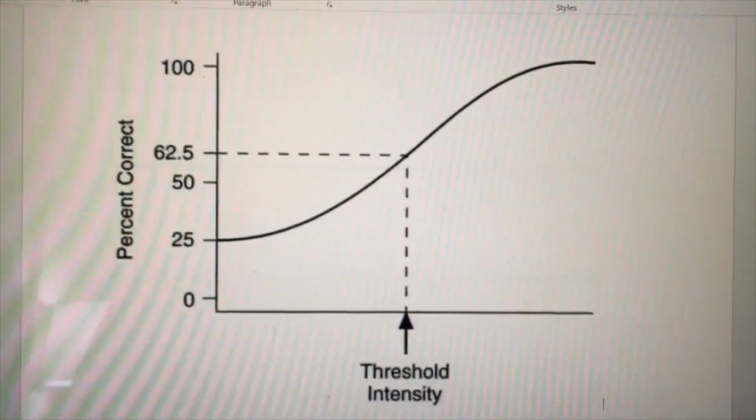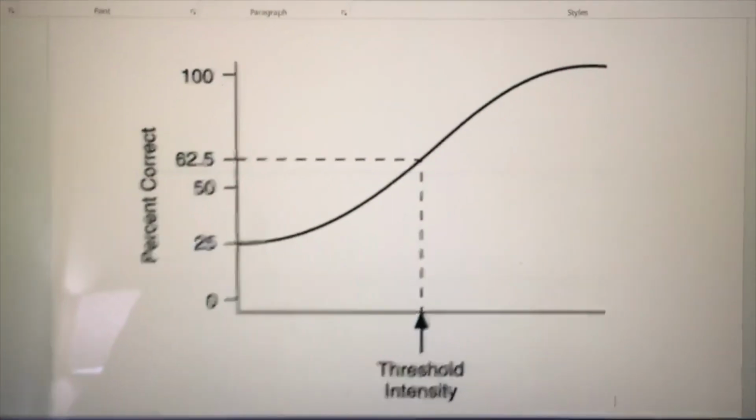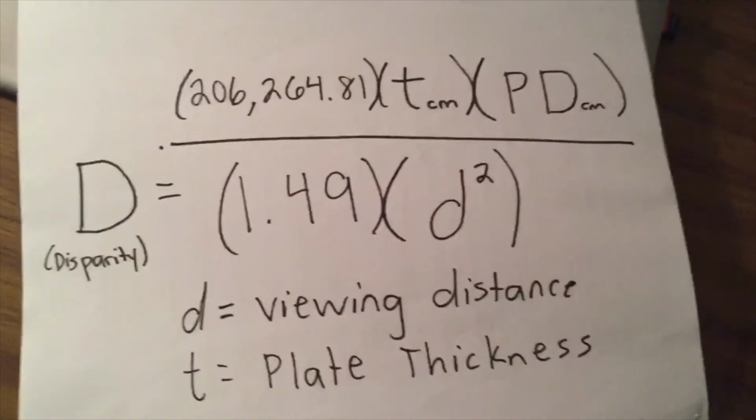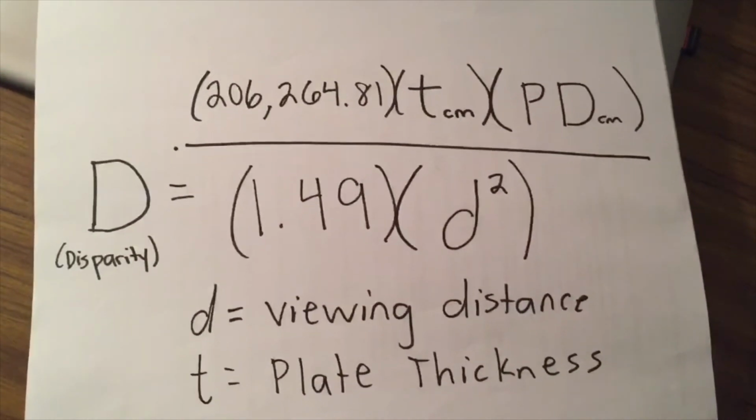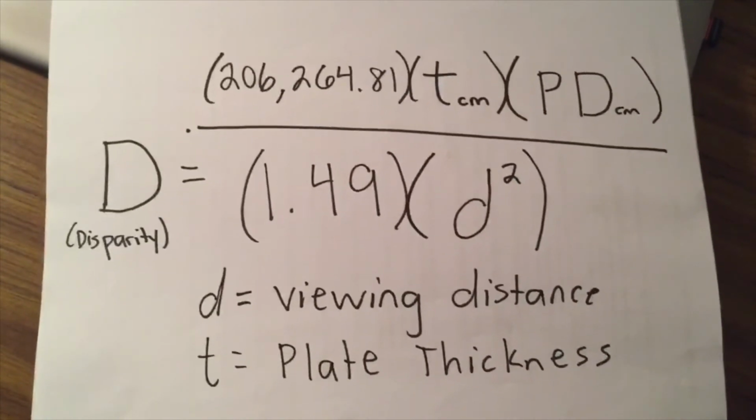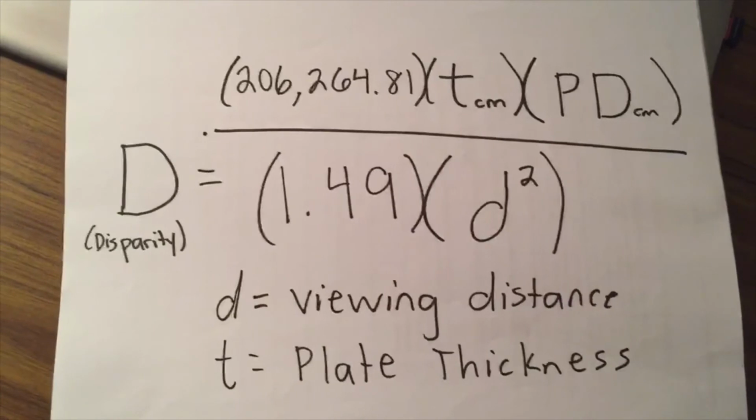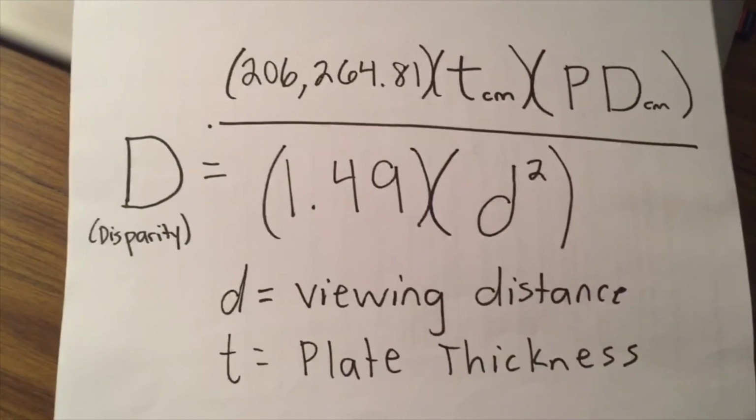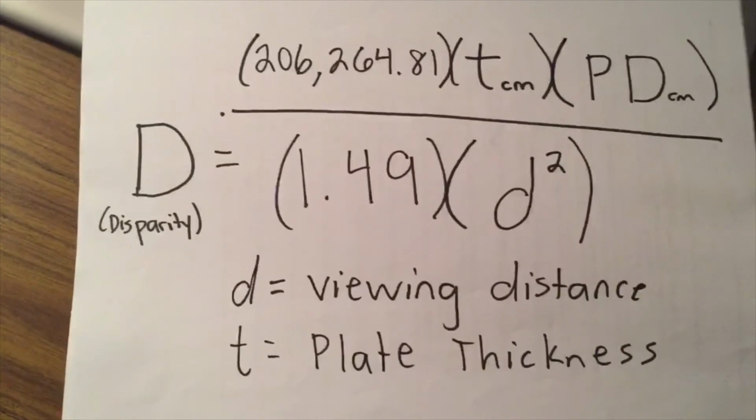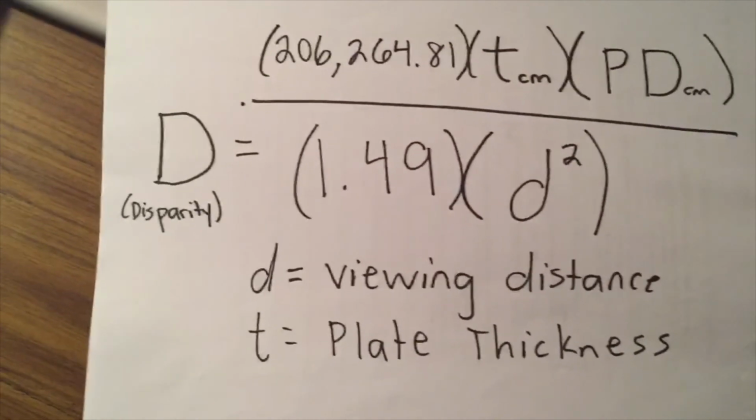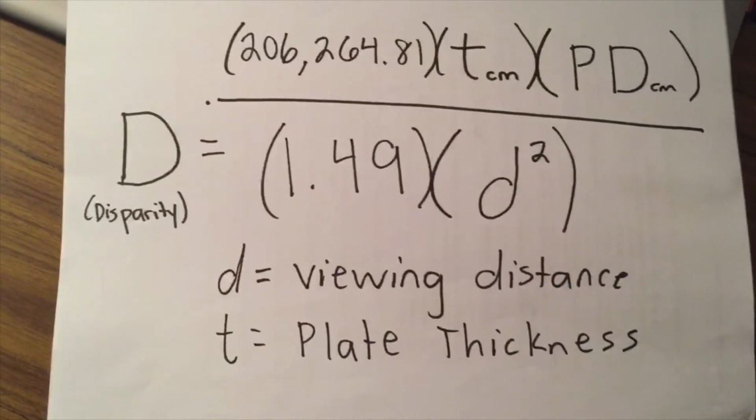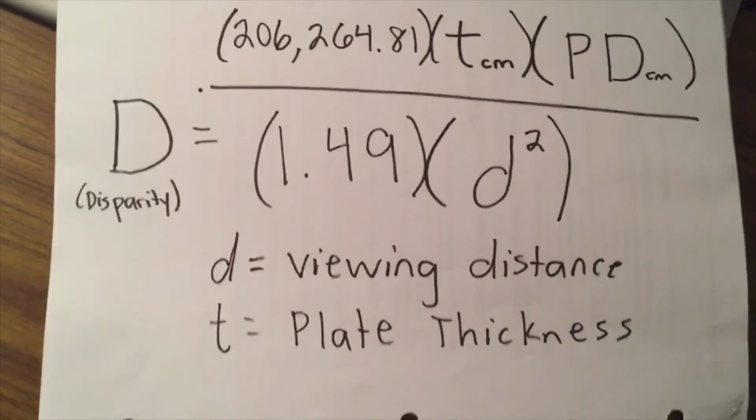We then use the distance to calculate the disparity using this equation. In this equation, the disparity equals 206,264.81 multiplied by the plate thickness in centimeters times the patient's PD in centimeters, and that's divided by 1.49 times the viewing distance squared. And this value that you get is your disparity, and this is your observer's stereo acuity.